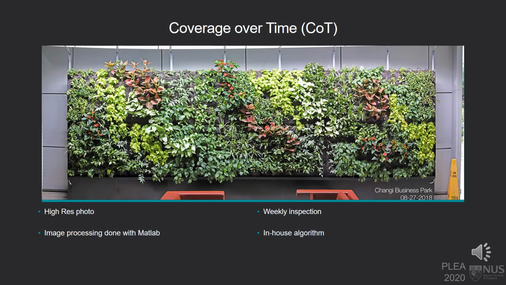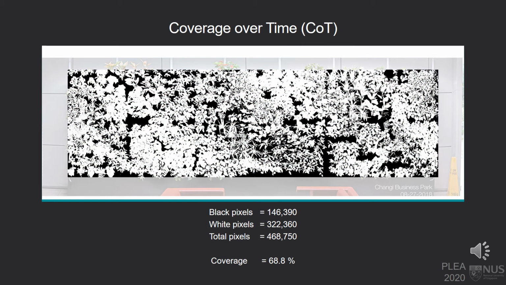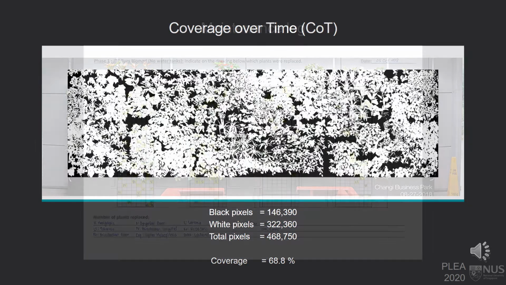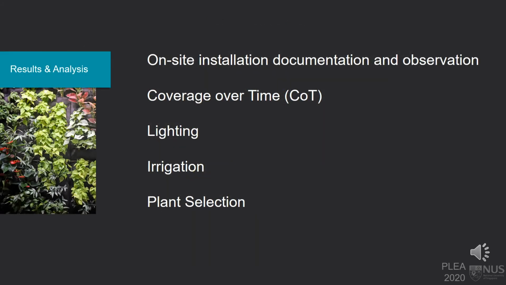We also continuously use high-resolution photos to record the status of green walls, and use a MATLAB algorithm to calculate the coverage. In addition, we have maintenance logs from contractors to check the replacement rate. Let's move on to the results and analysis.